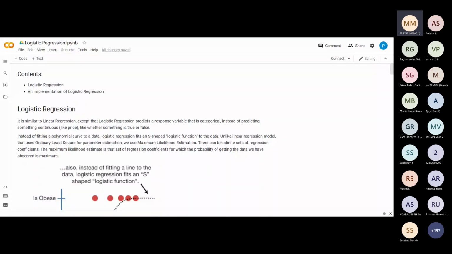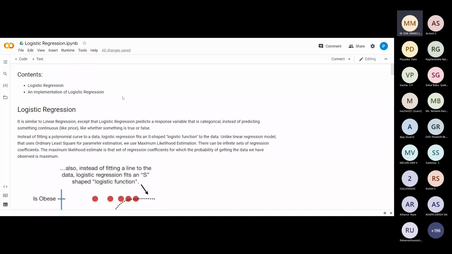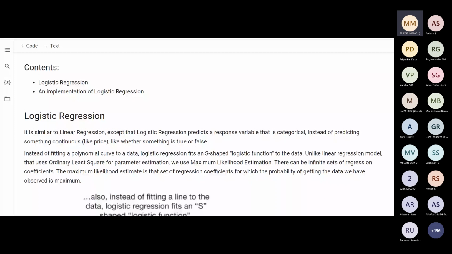Okay, thank you. Sorry, Priyanka, go ahead, please. Can you see my screen? Yes, maybe if you could slightly zoom in a bit, it will be helpful. Yeah, okay. Is this better? Yeah, this is fine.